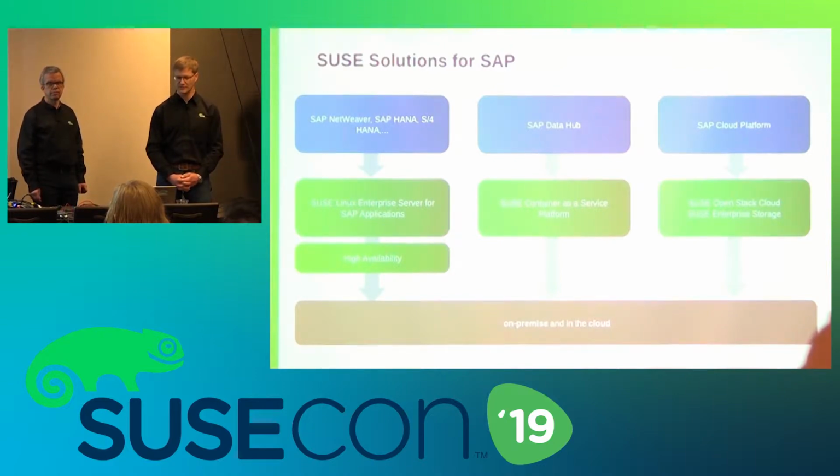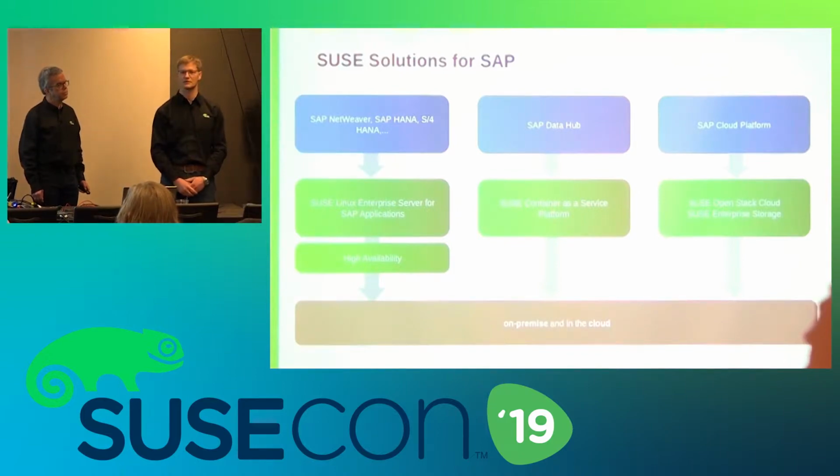For the SAP Data Hub, the answer from us is the SUSE Container as a Service platform called CASP. And for SAP Cloud Platform, it is based on SUSE OpenStack Cloud and SUSE Enterprise Storage. It doesn't matter where you would like to run this, you can run it on-premise or in the cloud. All these products are possible to run in both worlds, the old on-premise and the new one, the cloud infrastructures.